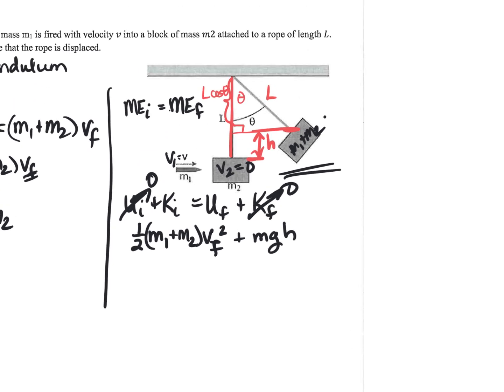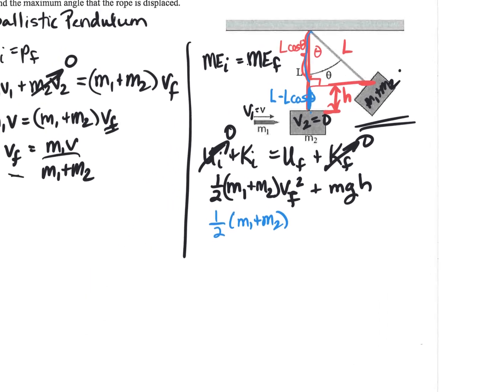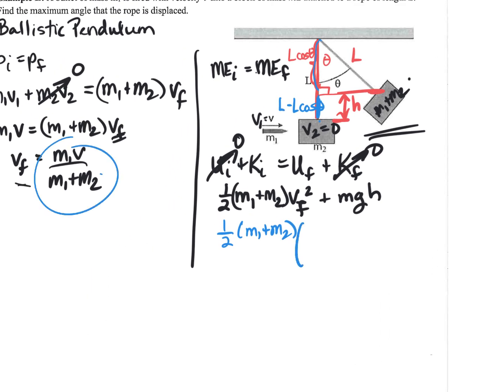All right. So does everybody understand that this chunk right here is L cosine theta, which means that this little chunk right here has to be L minus L cosine theta. The whole thing was L, so H is L minus L cosine theta. We've done this calculation before. So we're going to say this is 1/2 (m1 plus m2). We know what v final is, don't we? We're going to plug it in right here. So this is m1 v over (m1 plus m2), all squared.